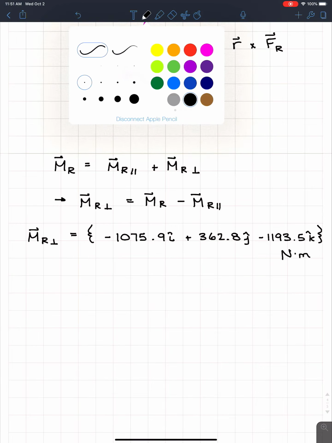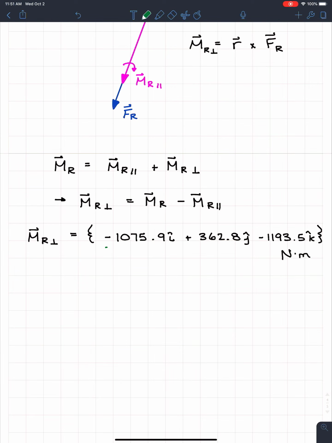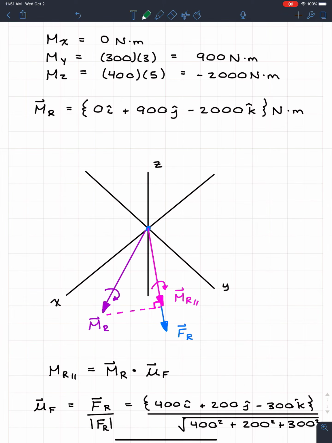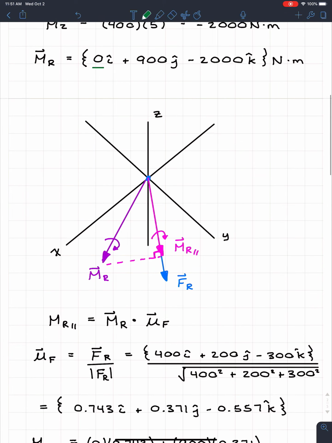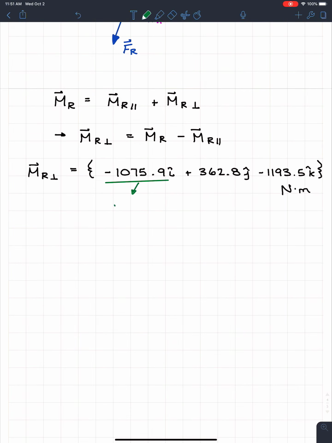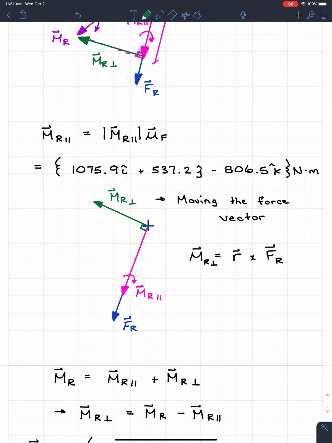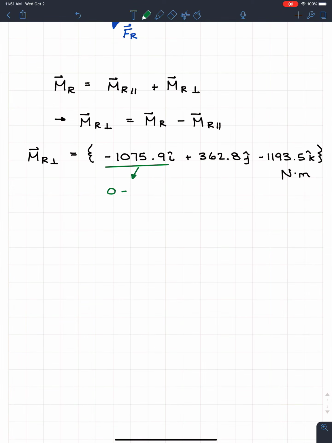And in case you guys are a little bit lost where I got these numbers, let's just look at the i component here. So we know that's going to be the i component of MR. If we go way to the top, we know that the i component of MR is 0. So this would be 0, and then minus the i component of MR parallel, which is 1075.9. So minus 1075.9, and that's where we get that number from. So now we have MR perpendicular, which is exactly what we want.